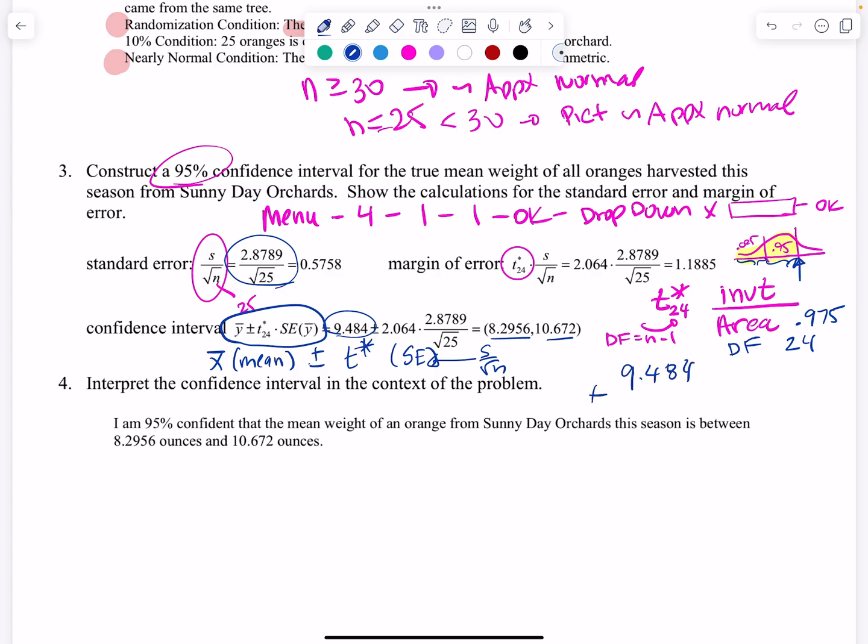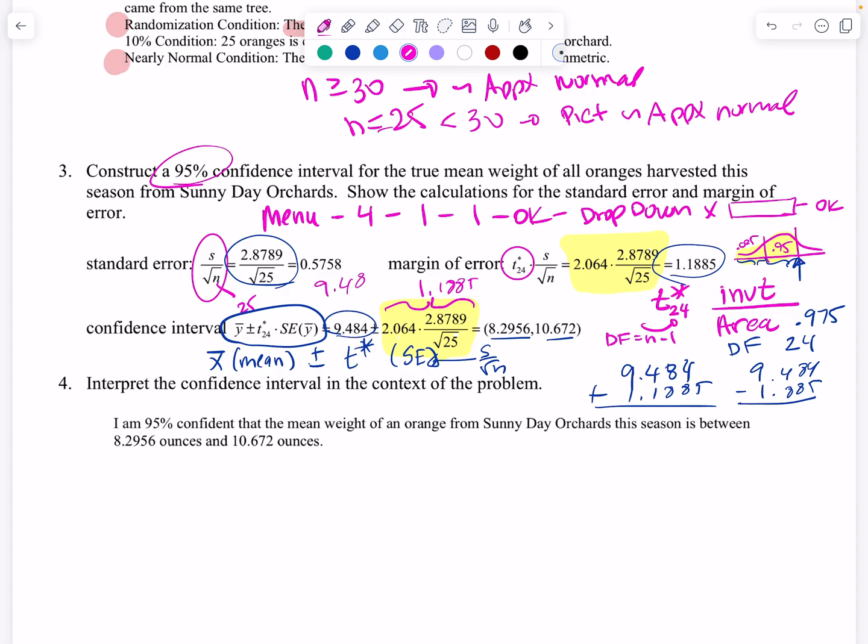And then to get this number and this number, I have 9.484 plus this number, which was my margin of error, the 1.185. And 9.484 minus 1.185. All right, because how did I get that? This here is right here. And so this is 1.185. So it's getting 9.484 plus or minus 1.185.